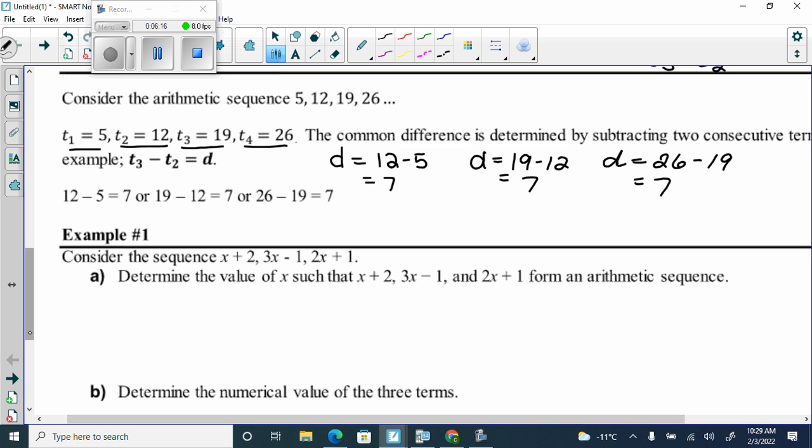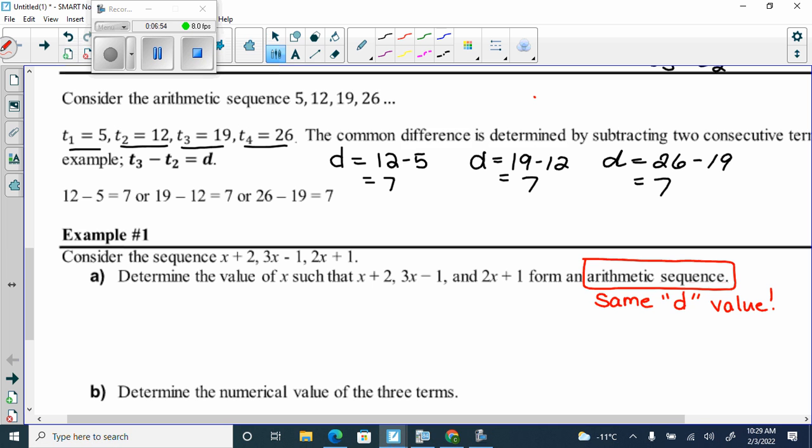All right. So, example 1, we want to consider the sequence x plus 2, 3x minus 1, 2x plus 1. Determine the value of x such that these form an arithmetic sequence. Okay? If I see arithmetic sequence, that means the same d value. Right? They all have the same d value. The last one was like 7, and then 7, and then 7, and 7, correct?